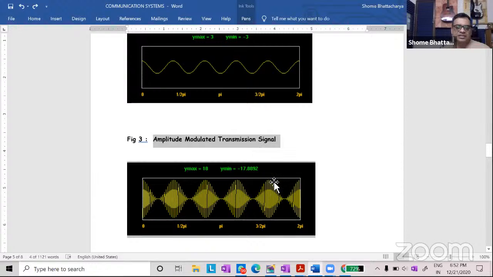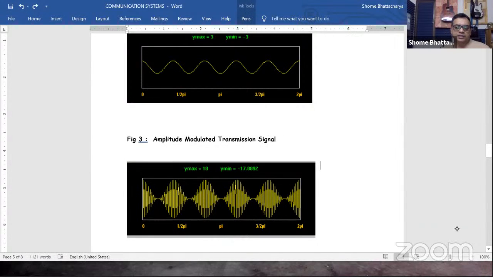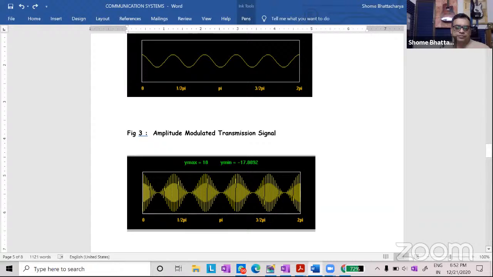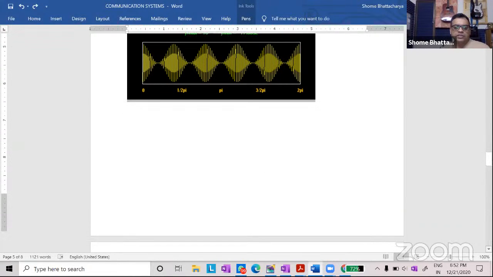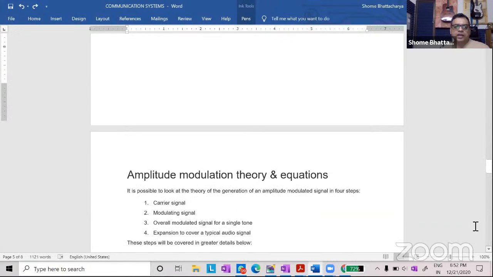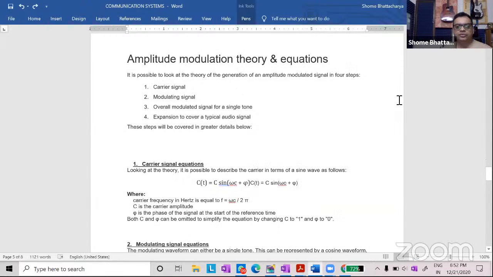And finally, this is the signal after some attenuation and re-amplification and all that. Some signal of this type only will be received at the receiver's end. Okay. So now let's understand the process of amplitude modulation in terms of theory. You don't really need to get into detail with the equations, but I'm just explaining over here so that it doesn't seem like just theory alone. So for amplitude modulation, there are 4 steps basically.